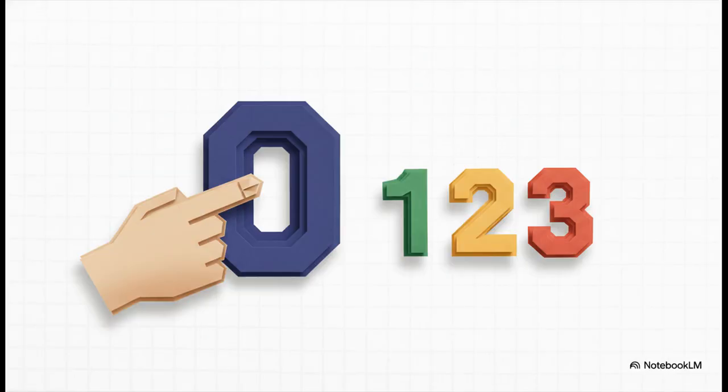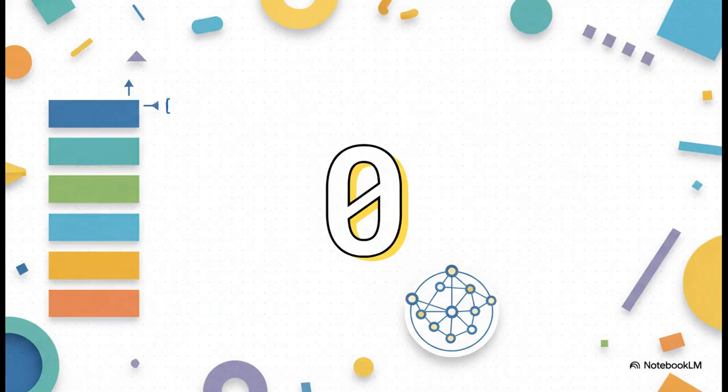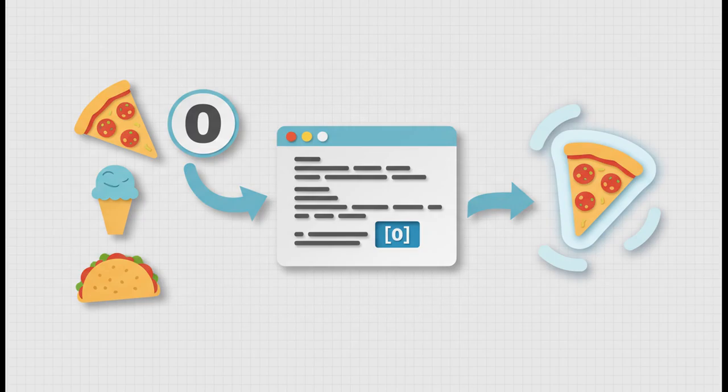But here's a super important tip for all new coders. We start counting from 0. Yep, that means the very first item on our list is at position 0. So if we ask for position 0, you can see we get pizza.